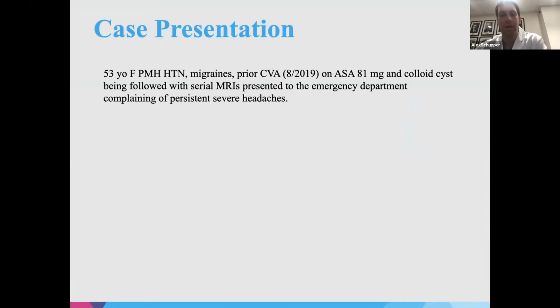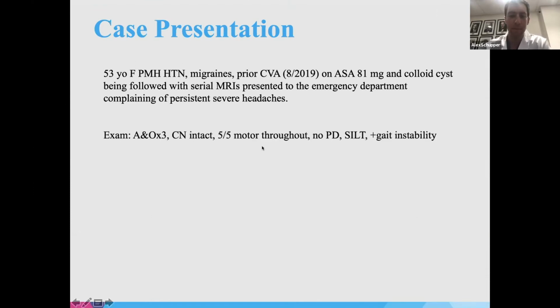So just to present a quick case. This is a 53-year-old female with a history of hypertension, migraines, a prior stroke a couple years ago, on aspirin 81 daily, who had taken aspirin upon admission. And a known colloid cyst that was being followed with serial MRIs presented to the emergency department with persistent severe headaches. On exam, she's A&O ×3, all cranial nerves are intact, really a non-focal exam with the exception of gait instability.